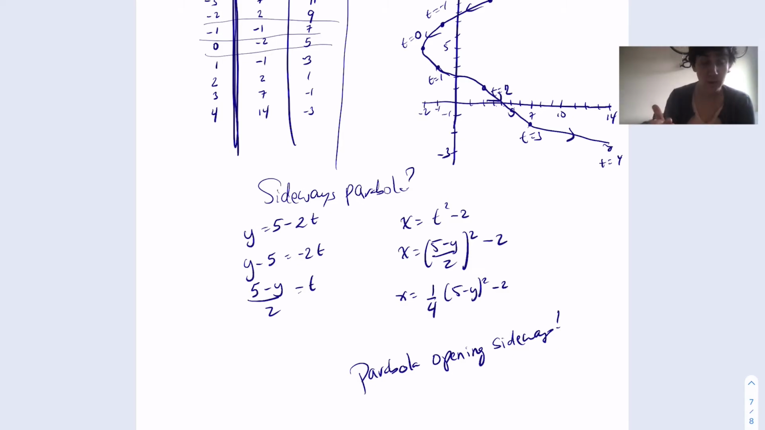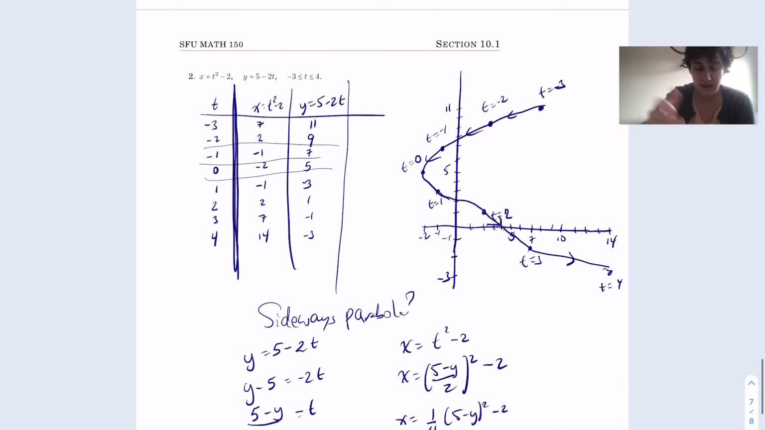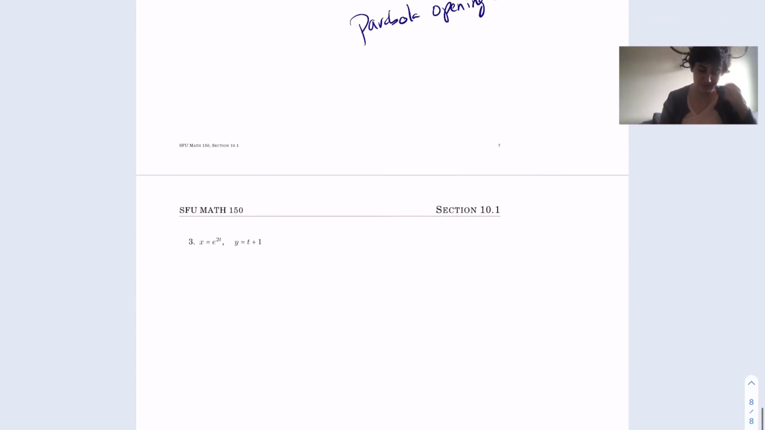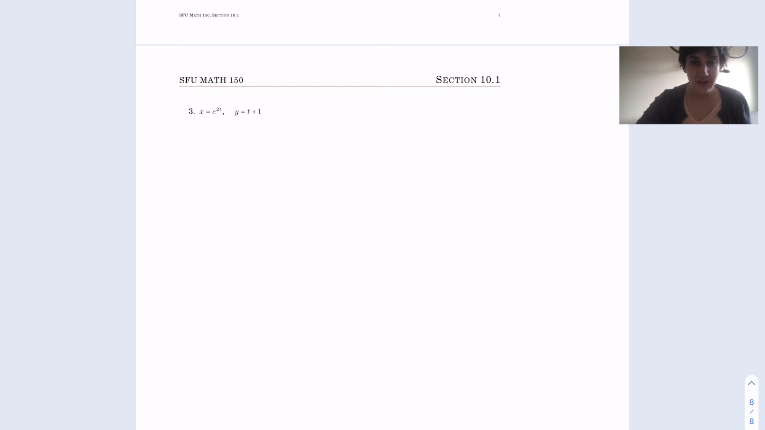And my direction of motion has been indicated using these arrows. Okay? I should probably draw some more. I can draw more. All right, that's my direction of travel. Let's do one last one. X is equal to e to the t. Y is equal to t plus 1.